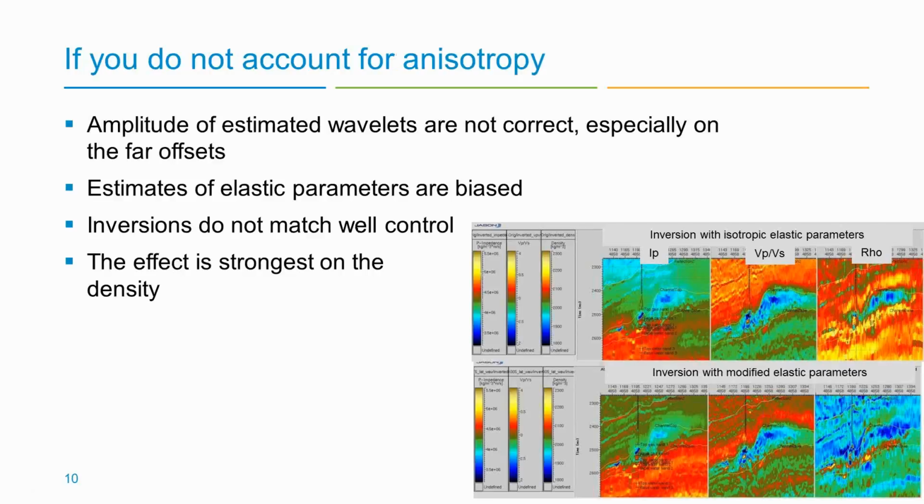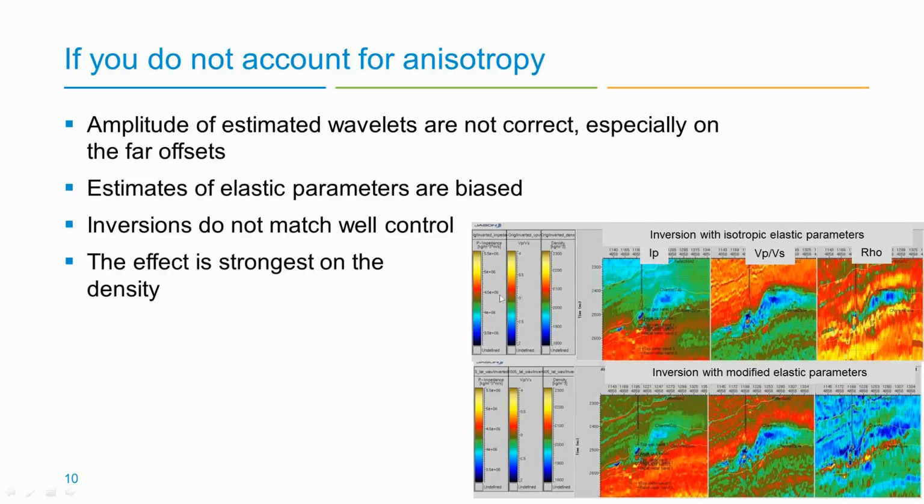It's an example of a project we did quite a long time ago. It's on the West Nile Delta, and here we had very long offset data, and the client was after density. So the density can tell the difference between commercial and non-commercial gas. So they wanted to get density out of their inversions.